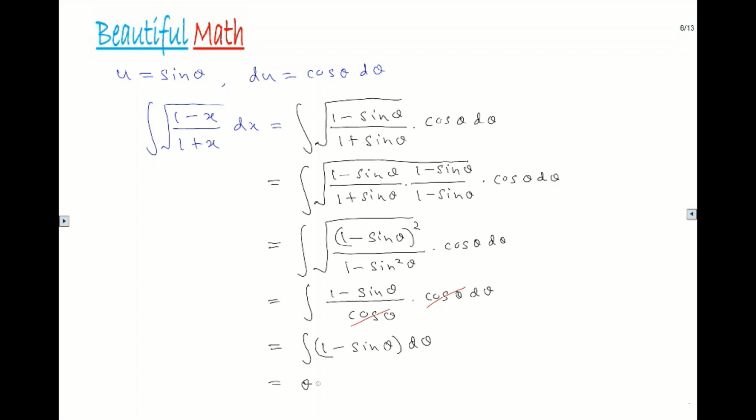So this is theta, and since it's minus sine theta, that means plus cosine theta, plus c. Then if you use the trigonometric identities, the first one becomes sine inverse x, and the second one, cosine theta, means the square root of 1 minus sine squared theta, so that means it's going to be the square root of 1 minus x squared. So this is the second approach to the same problem. Thank you.